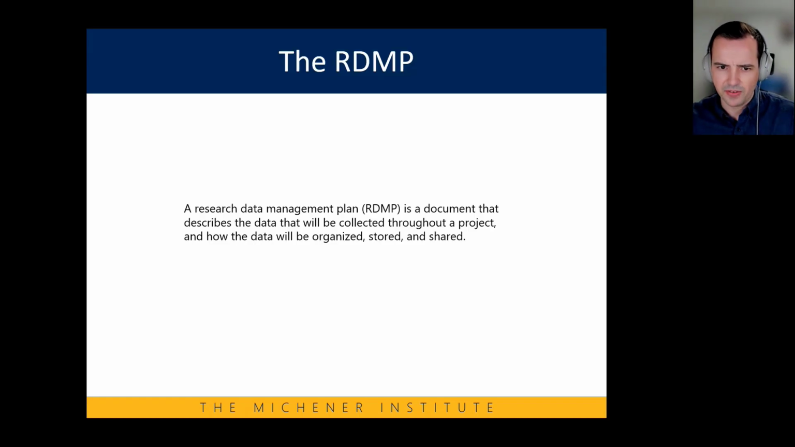Wonderful. So let's keep moving and talk about the RDMP, the Research Data Management Plan, which I've been referencing throughout this presentation. So the RDMP is just a document that describes the data that will be collected throughout a project and how that data is going to be organized, stored, and shared. These are three really important things. We want to keep our data in accordance with the FAIR principles, the findable, accessible, interoperable, and reproducible format. We want to be aware that people may be asking for this data, so we should be able to share it.